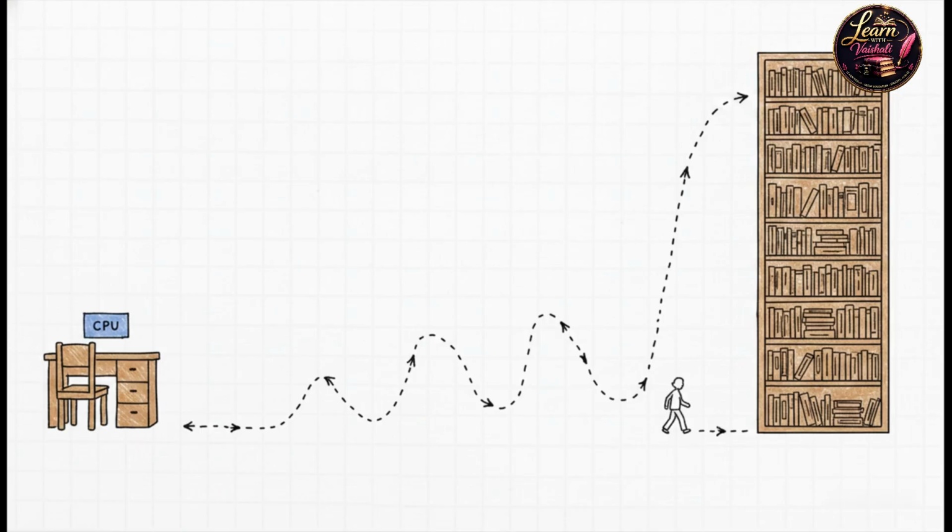Well, in the exact same way, a computer needs memory located very close by so the CPU can quickly grab required data and instructions without constantly walking across the library, so to speak. This dynamic is what makes memory one of the single most important components of the entire computer architecture.